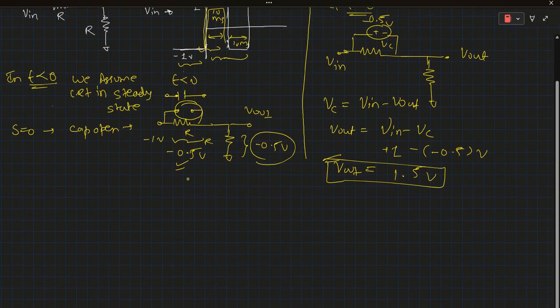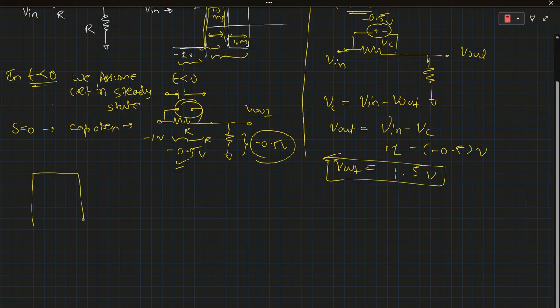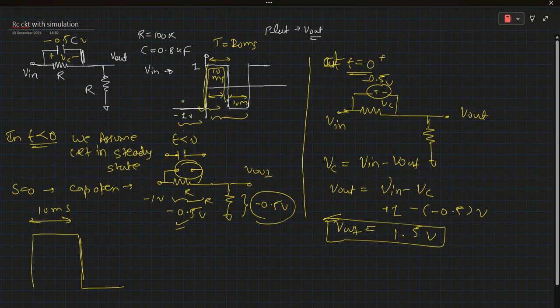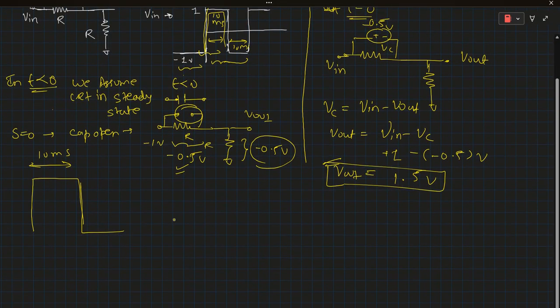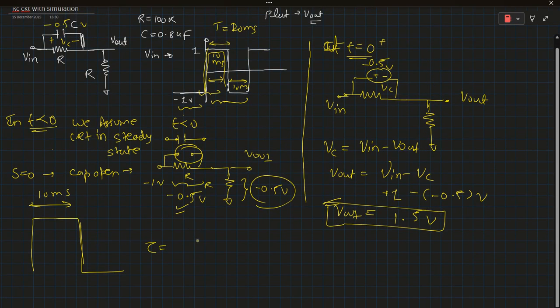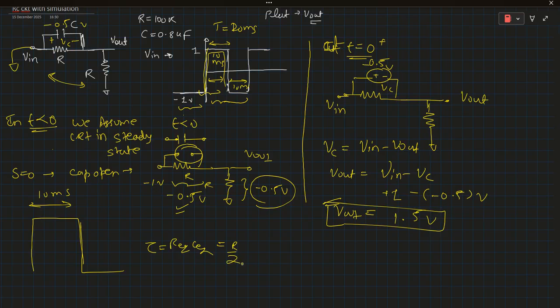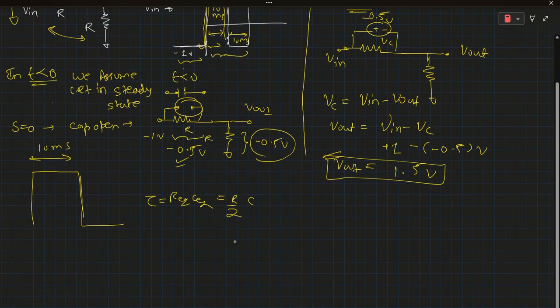As the cycle moves, this is the input cycle, and this is 10 milliseconds, and this is 10 milliseconds. Also, let's calculate the time constant for the circuit. We turn off the input, so these two resistors come in parallel, and this capacitor is also in parallel. So R equivalent is R by 2 and C equivalent is C.